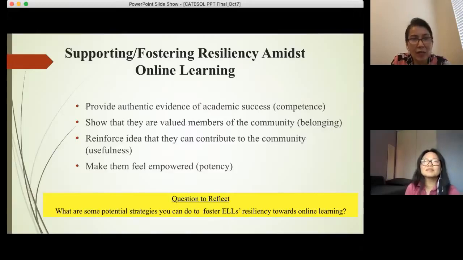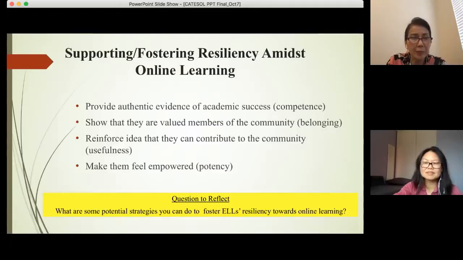The second one is to show that they are valued members of the community. And we also call that a sense of belonging. We want to make our students feel that they belong in a community. And the third one is to reinforce the idea that they can contribute to the community. In other words, we want to make them feel that they are useful in our society through community participation. And the last one, we want to make them feel empowered. In other words, the concept of potency should come in through student choices and self-advocacy.